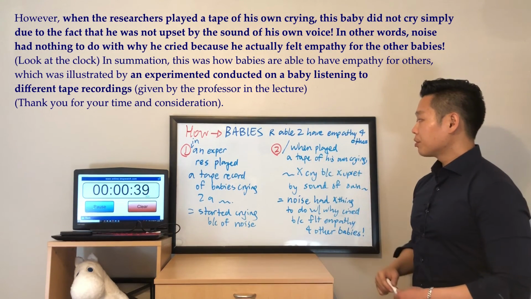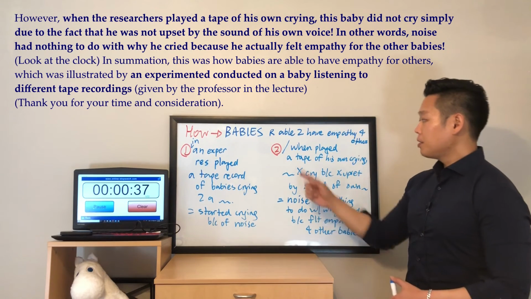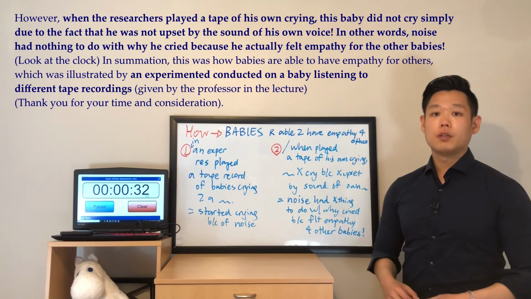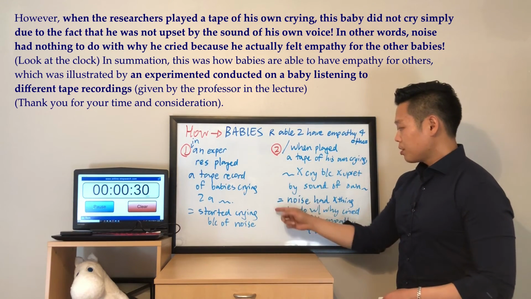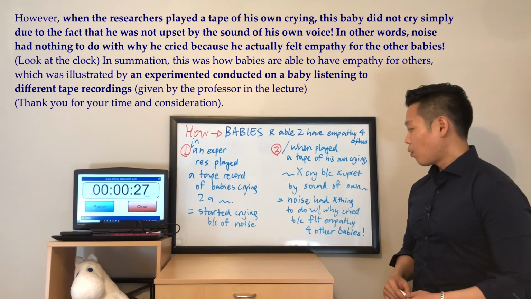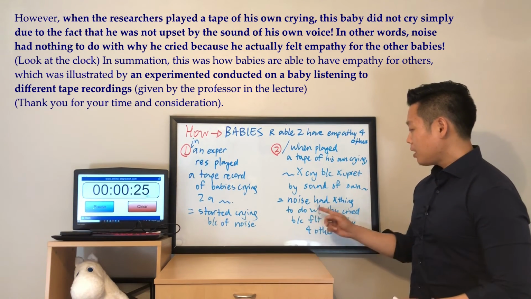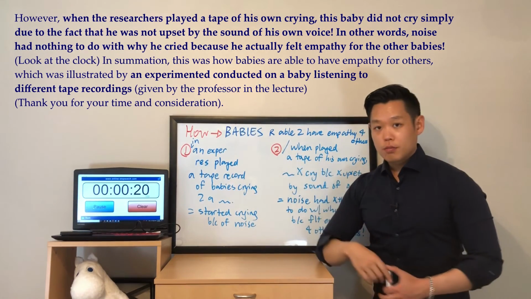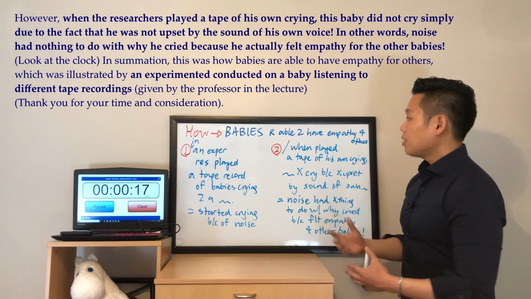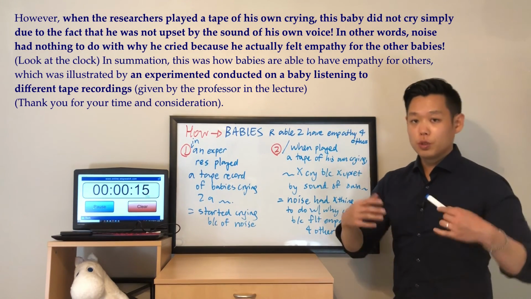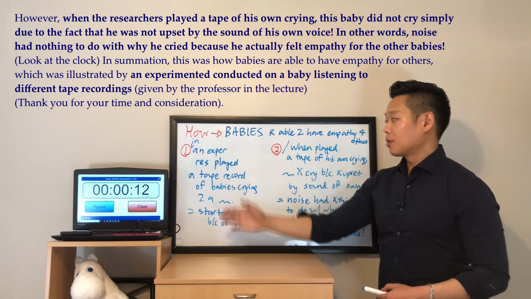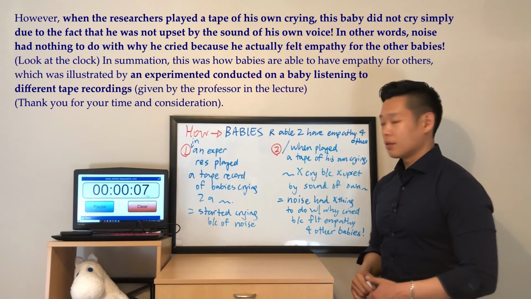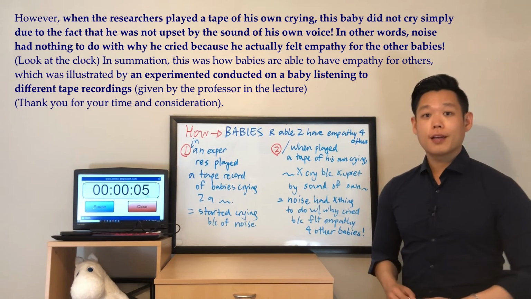However, when the researchers played a tape of his own crying, this baby did not cry, simply due to the fact that he was not upset by the sound of his own voice. In other words, noise actually had nothing to do with why the baby cried, because he actually felt empathy for the other babies. In summation, this was how babies are actually able to have empathy for others, which was illustrated by an experiment conducted on a baby listening to different tape recordings given by the professor in the lecture. Thank you for your time and consideration.